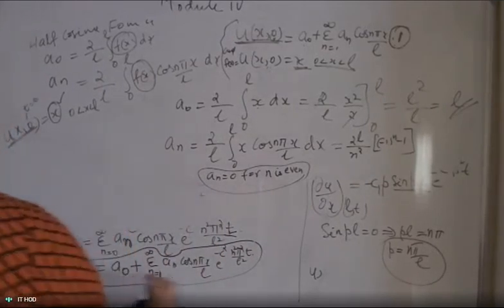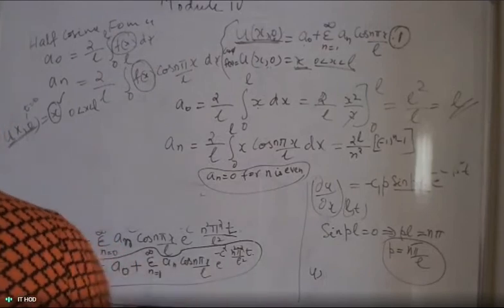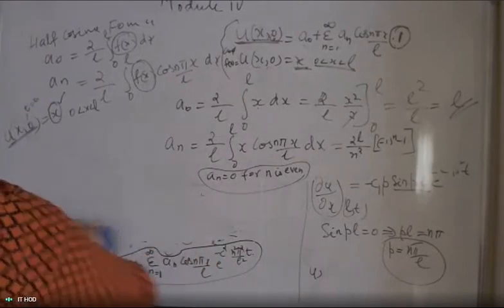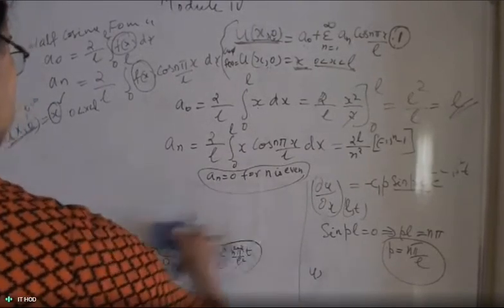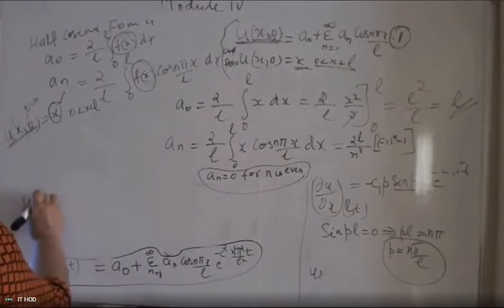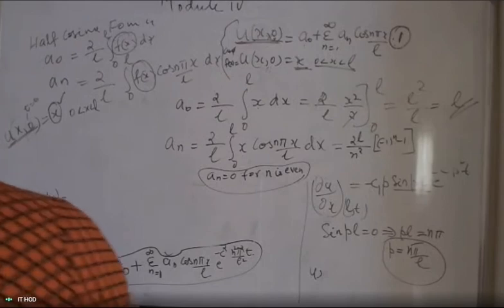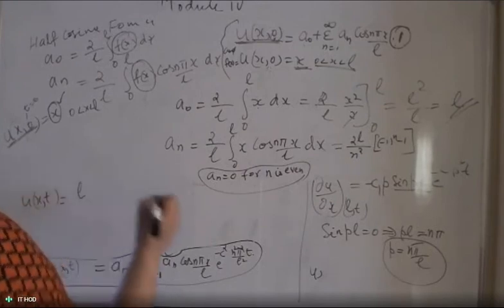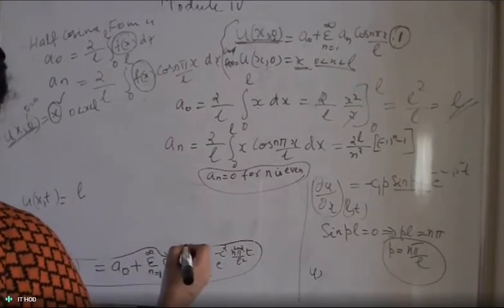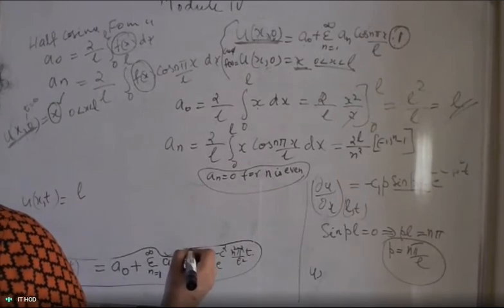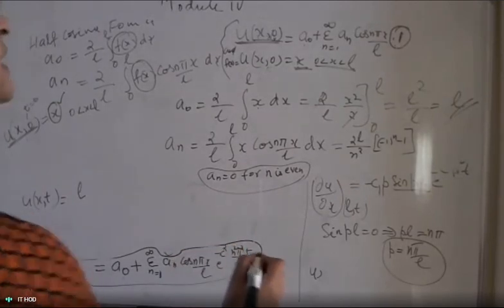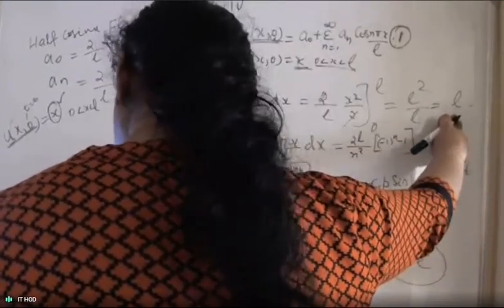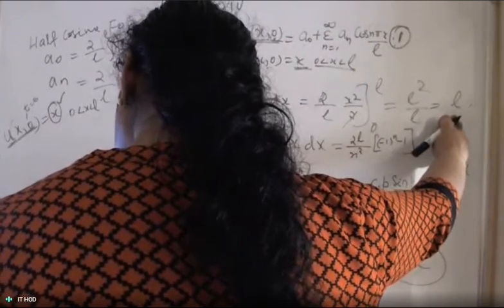this is our final u(x,t), right? This one is our final u(x,t). Final step. We got it like this, so I'm going to substitute in that. So u(x,t) is equal to, what is our A naught? A naught is L. And we are getting 2 by L is there also. Okay, so this 2 by L.